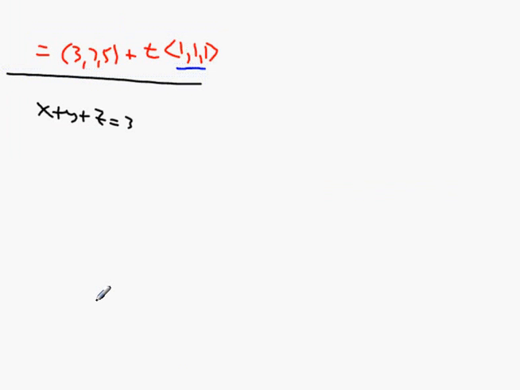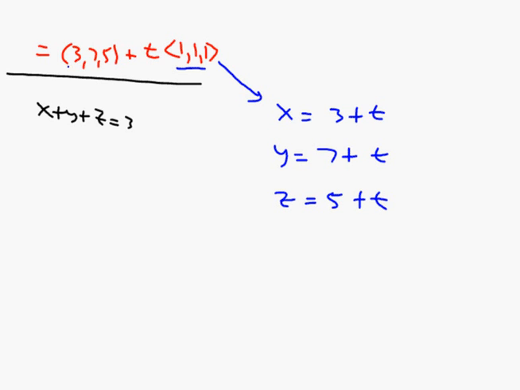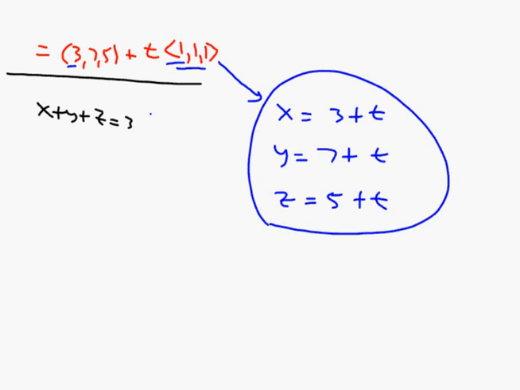Here we go. I think it's helpful to take this line and write it in parametric form. So we can write x equals 3 plus t, y equals 7 plus t, and z equals 5 plus t. That just comes from looking at the components, right? Okay. Well, there you go. This has to be true if we're on the line. This has to be true if we're on the plane.